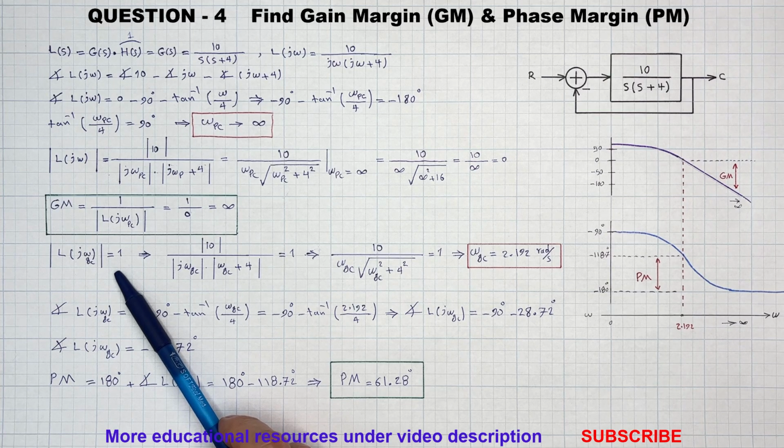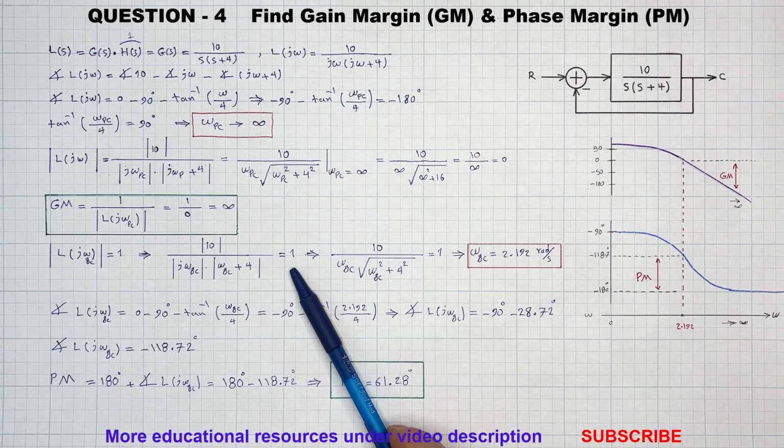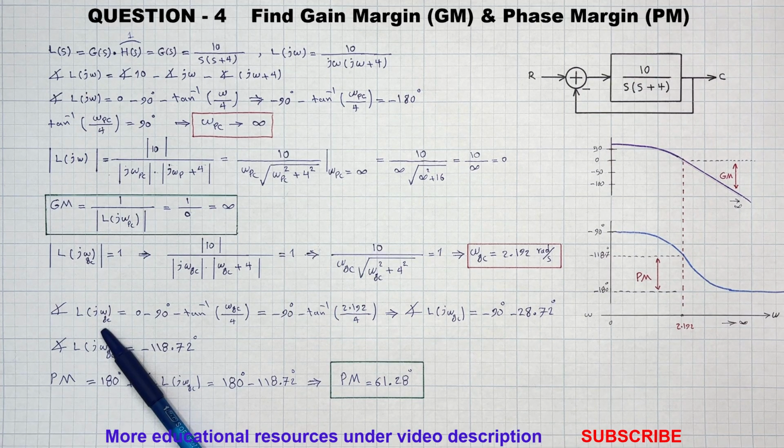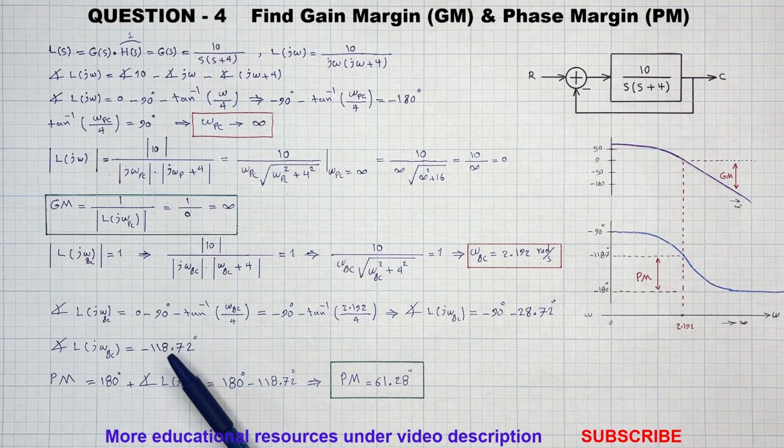Next is to find the gain crossover frequency omega GC for the phase margin. So we set the magnitude of L of j omega equal to 1, which gives us the gain crossover frequency omega GC. Then we substitute omega GC into L of j omega to find its angle. Finally, the phase margin is 180 degrees plus the angle of L of j omega GC.